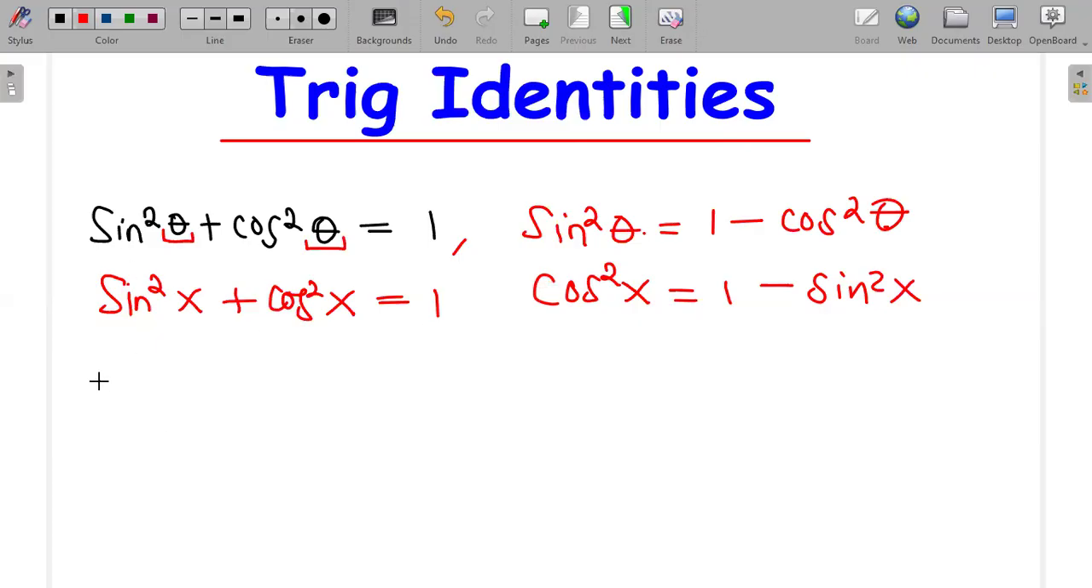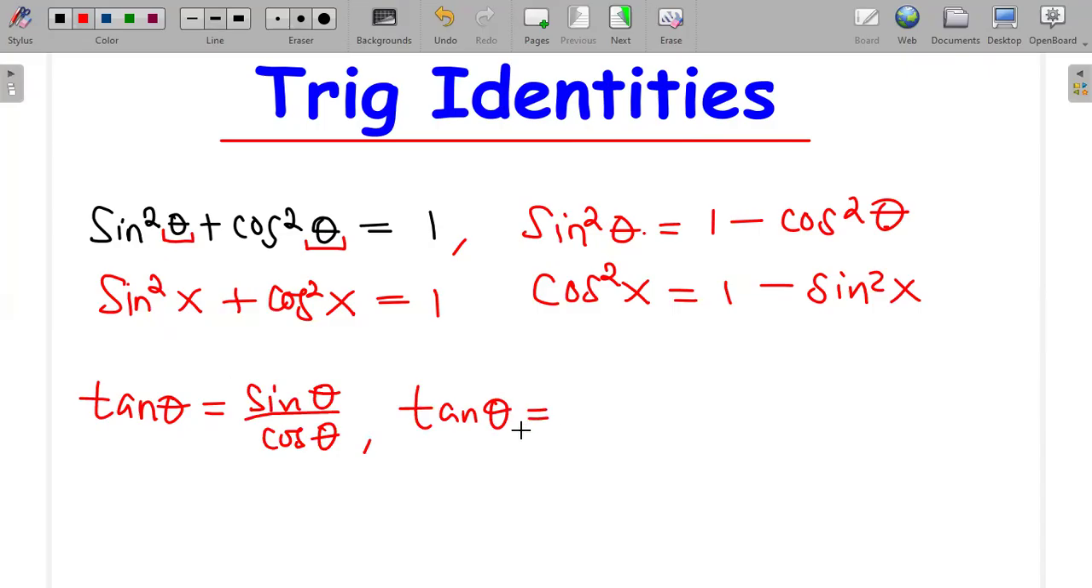The other one is for the tan. So tan theta is the same as sine theta over cos theta. This one you have to know. You can replace tan theta with this. Anyway, let me not write the other one, it can be confusing.